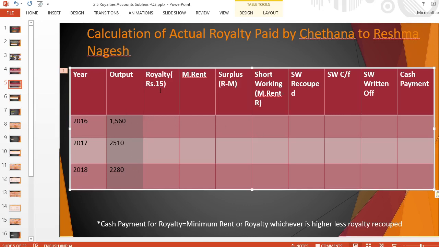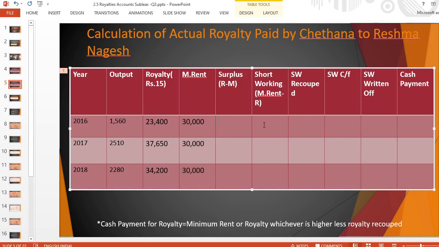After this, the rest of the things are similar. Output into royalty of rupees 15 per unit manufactured. So 1560 into 15 rupees, it is 23,400. And here 37,650. Here 34,200. After this, I should record the minimum rent. Minimum rent is common for all the years. It's 30,000.